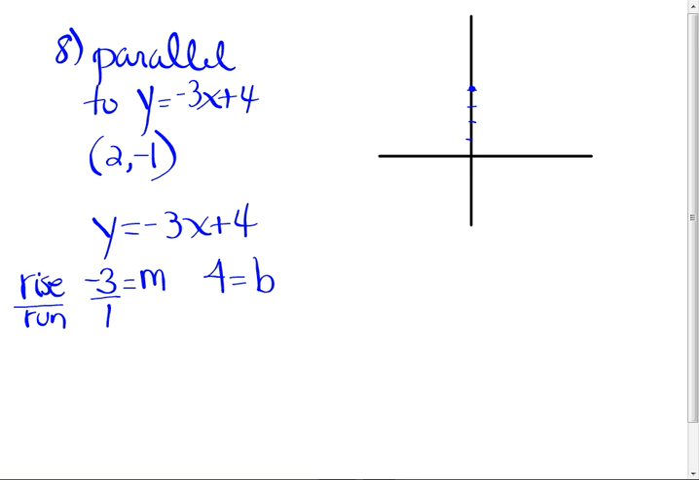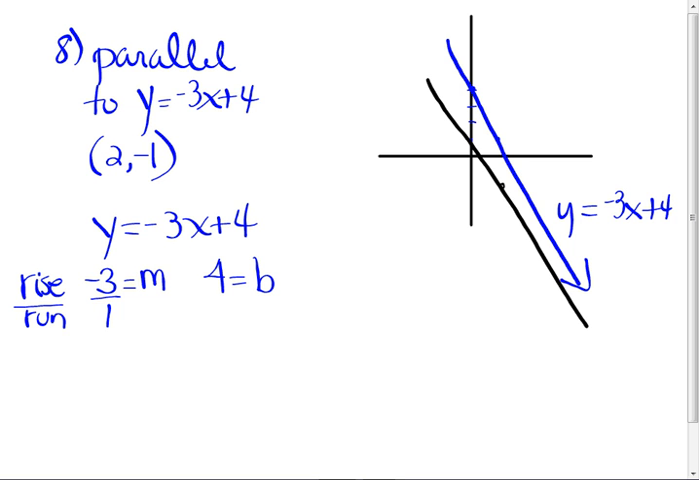Now, you guys, let's find another point on our line. We're going to go down 3 and over 1 because it's a negative slope. There's the line. Y equals -3x plus 4. Where's the ordered pair? It's 2, -1. I'm not sure where it is. It might be there. And I want these to be parallel. Whoops. That's not very good, is it?